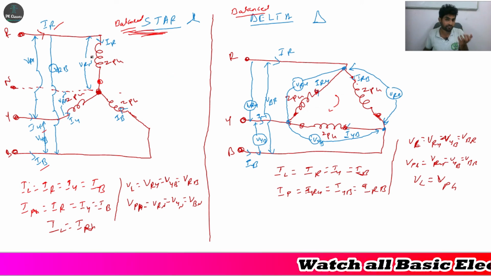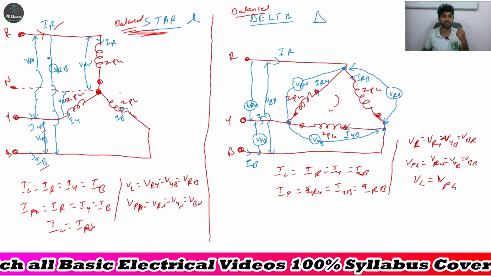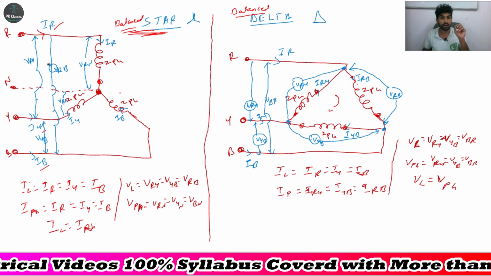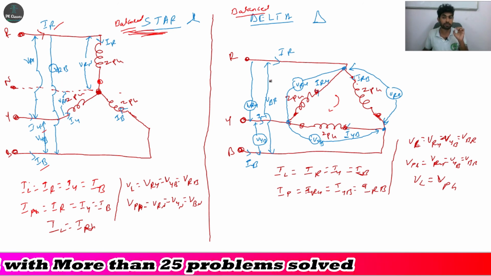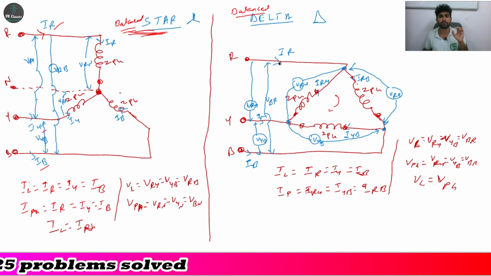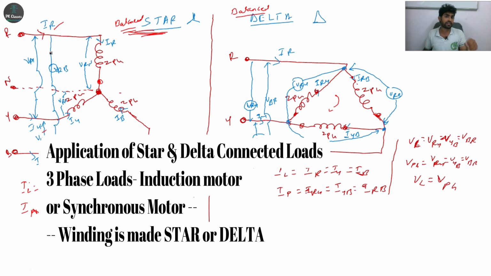Where can we find the application of these experiments or derivations? We can find them in transmission as well as distribution. The delta one is only for transmission purpose, from the power plant to substations. The star one is for power plant to substation as well as substation to your home.